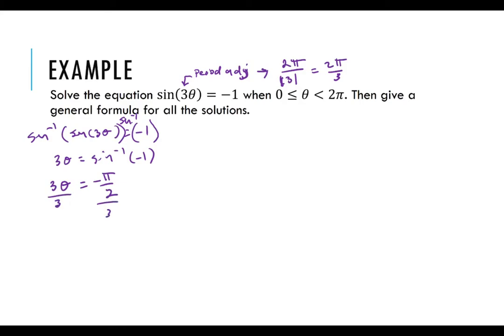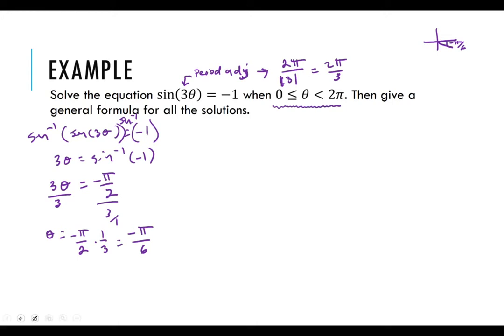Divide by 3. We then get that theta is equal to negative pi halves times 1 over 3, or that is negative pi sixth. Alright. Good news, bad news. The good news is that we can think about where negative pi sixth lives. Negative pi sixth on the unit circle lives right here, right? But the problem is that for our first set of solutions, we've got to find the solutions between 0 and 2 pi. Negative pi sixth is not there.